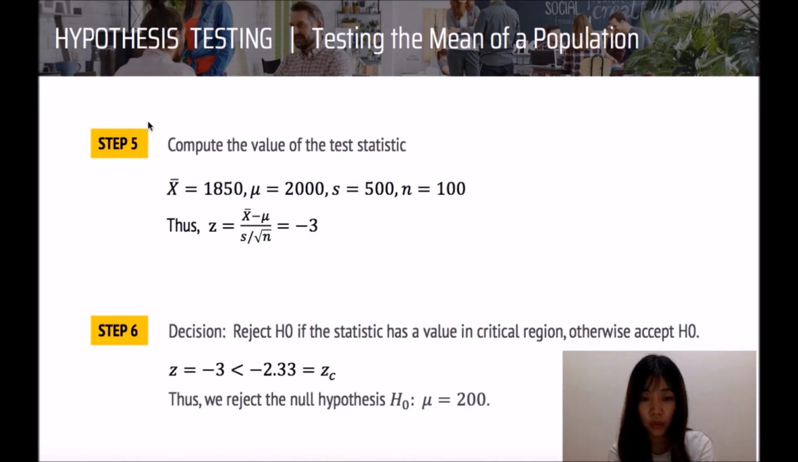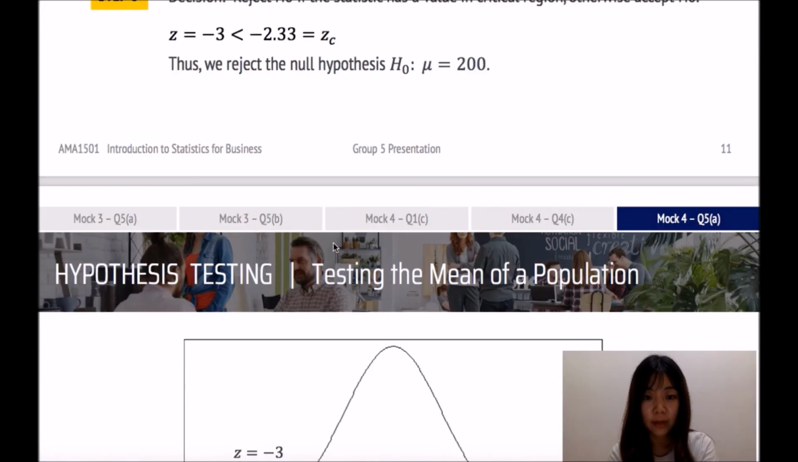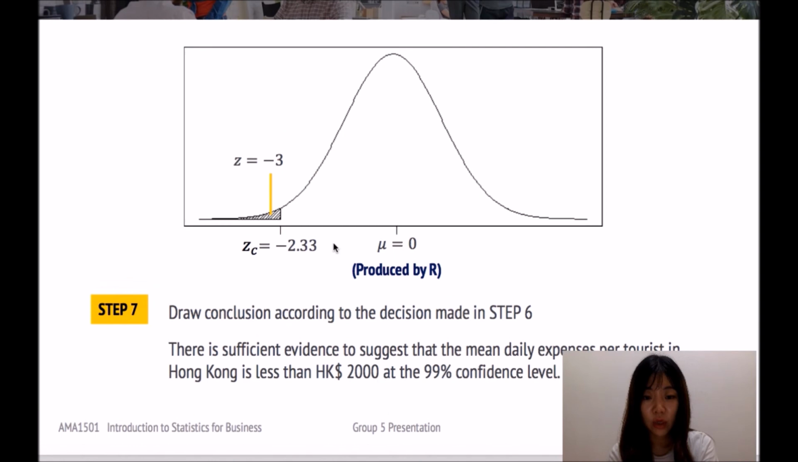Our decision should be reject H0 if the statistic has a value in the critical region, otherwise accept H0. From the calculation, we know that Z equals negative 3 is smaller than negative 2.33, thus we reject the null hypothesis H0, which is mu equals 2000. And then we can draw the conclusion according to the decision made in step 6. There is sufficient evidence to suggest that the mean daily expenses per tourist in Hong Kong is less than HKD 2000 at a 99% confidence level.